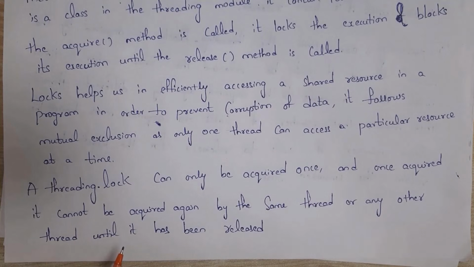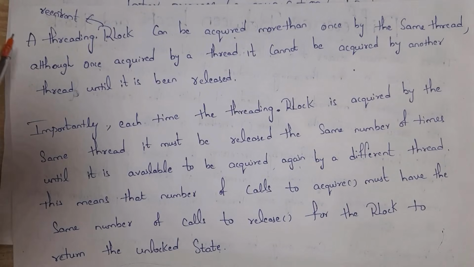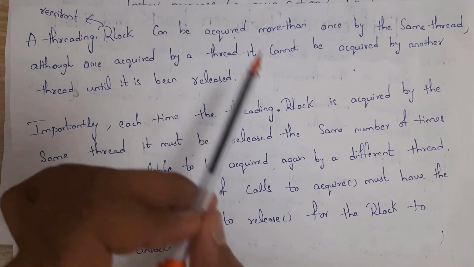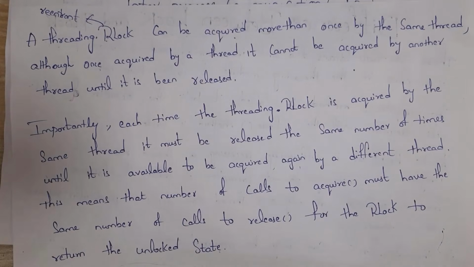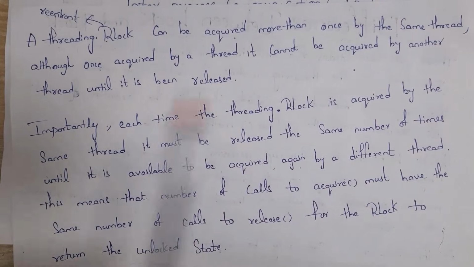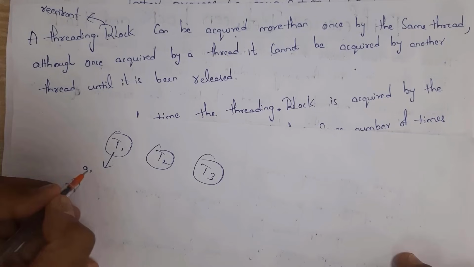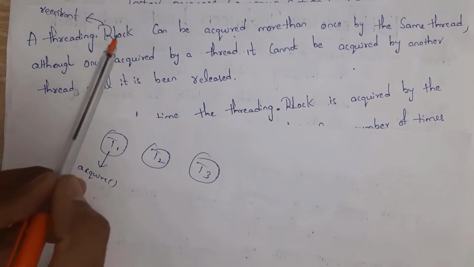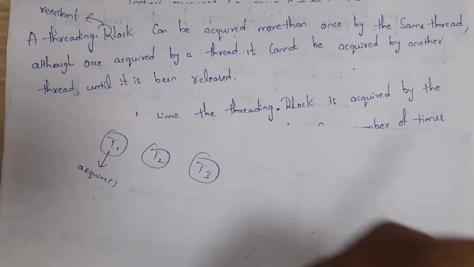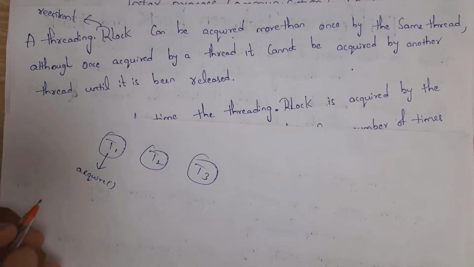Next I will explain the use of RLock, where R stands for reentrant. A threading RLock can be acquired more than once by the same thread. Although once acquired by the thread, it cannot be acquired by another thread until it has been released. For example, there are 3 threads. They are T1, T2 and T3. For example, this T1 acquired lock. RLock can be acquired more than once by the single thread. Not only once, this T1 can acquire lock more than once. For example, this thread 1 acquired lock twice.